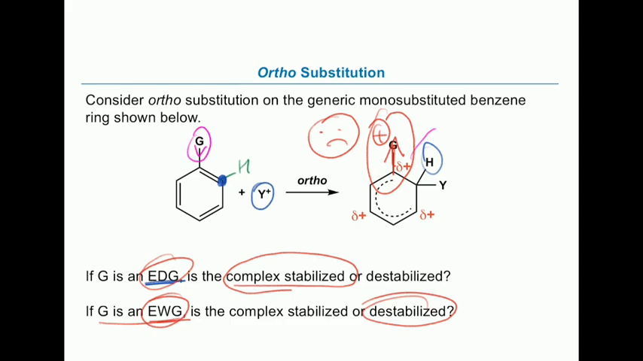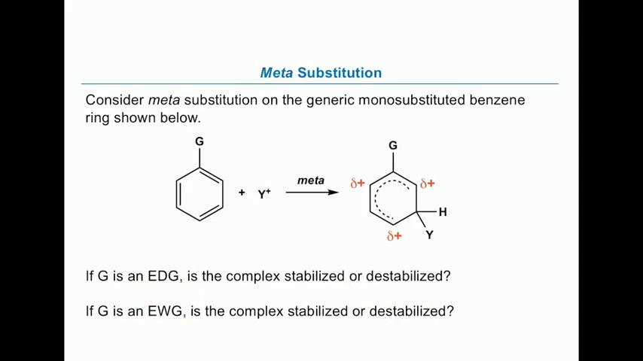So this goes back to the idea that if I have a group that can be a donor group, it's going to help this ortho substitution. Likewise, if I have a group which is withdrawing, it will hurt ortho substitution. Okay, let's do the next one.